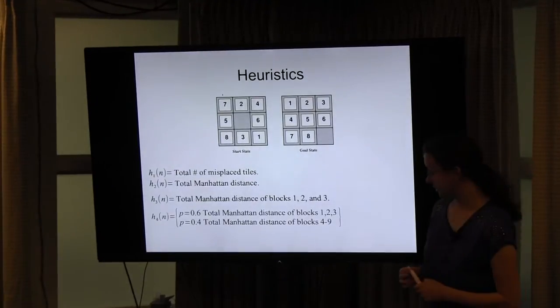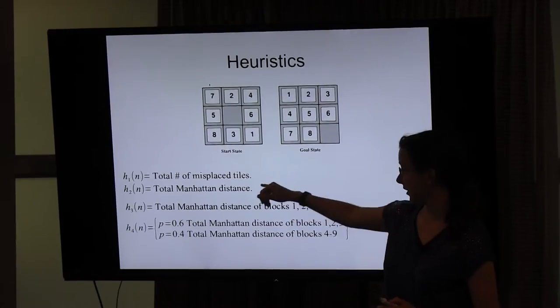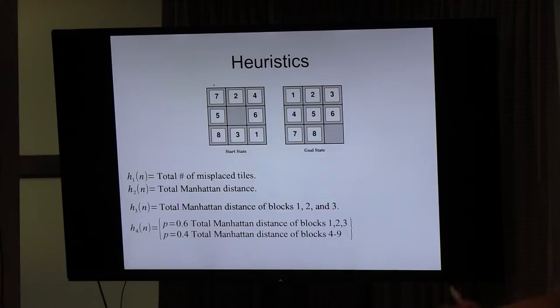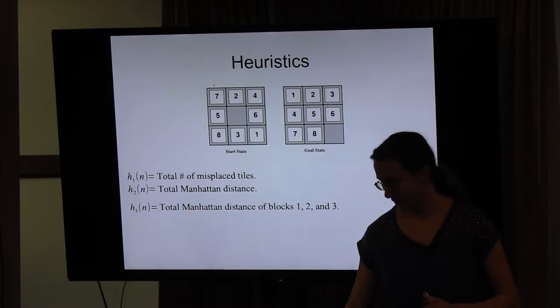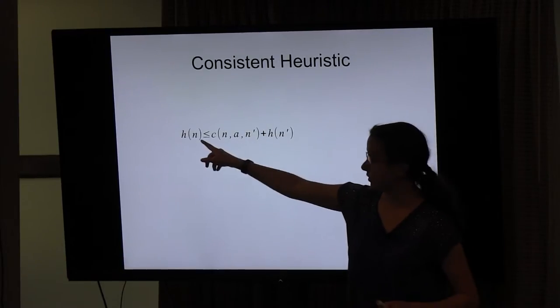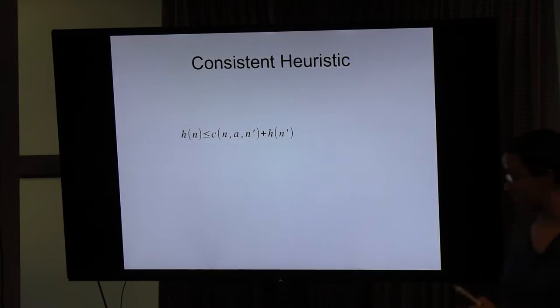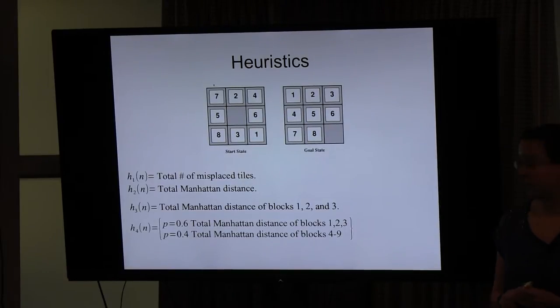So now it's admissible because we're always going to overestimate. Just like this Manhattan distance thing overestimated, this is also going to overestimate the goal. But it's not consistent because at different nodes, we don't know whether we're going to be getting blocks 1, 2, and 3 or 4, 5, 6, 7, and 8. So if we go back to our consistency condition, this inequality is going to be violated. So that's an example of a heuristic for this problem that is admissible and not consistent. Does that make sense?